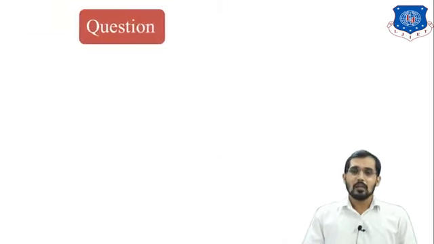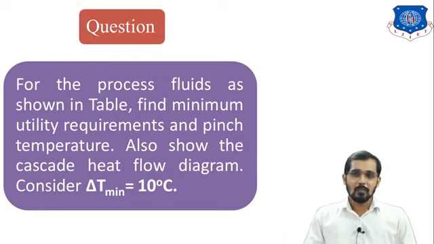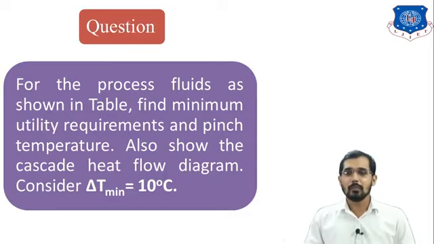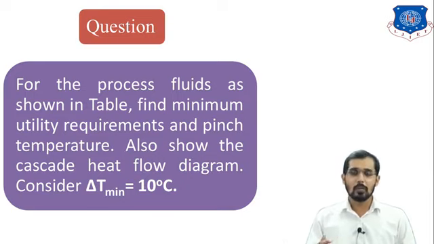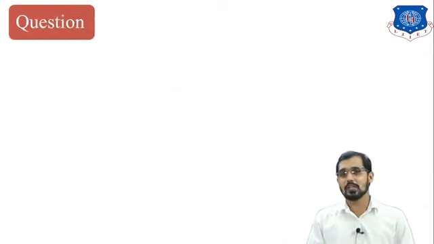Now you can see the question type that can be asked in your exam. The question is: for the process fluids as shown in the table, find minimum utility requirement and pinch temperature. Also show the cascade heat flow diagram. Consider delta T minimum equal to 10 degrees Celsius. According to this question, you have to find minimum hot utility requirement and minimum cold utility requirement. After that you also have to show the cascade diagram. I will introduce the cascade diagram in the next slide. Delta T minimum is also given, that is 10 degrees Celsius. Now we will see how to solve this question.